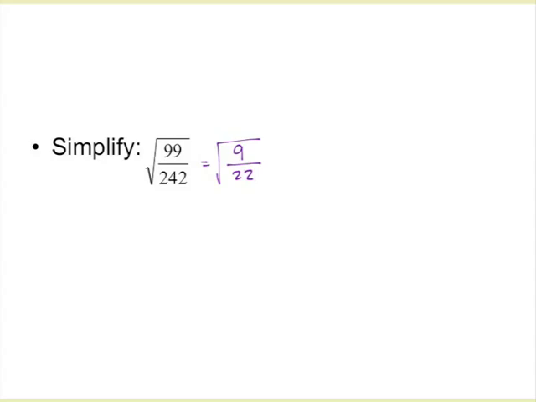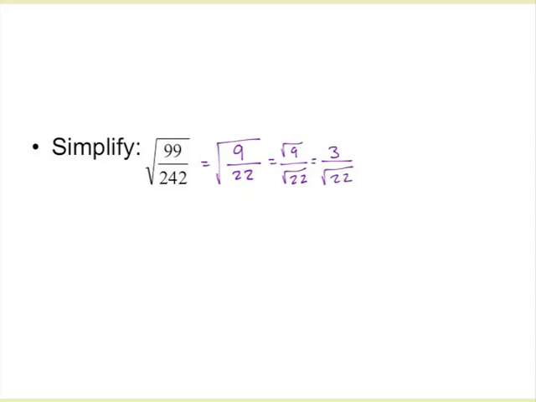Is that our answer? It's still a square root of a fraction, so that's not our answer yet, but our first step is we want to reduce it. Then we split it. Square root of 9 is 3. Square root of 22, do any perfect squares divide into 22? No. 22 is just 2 times 11, and neither one of those are perfect squares, so there's nothing we can do to break down that 22.